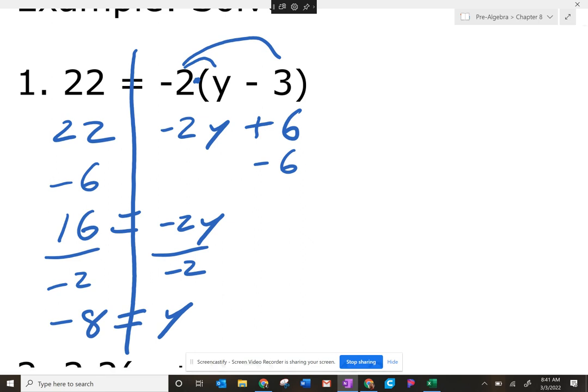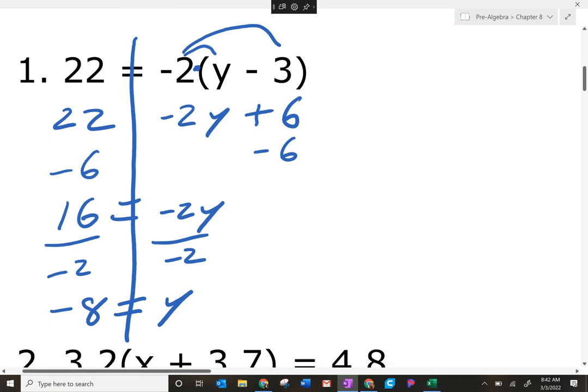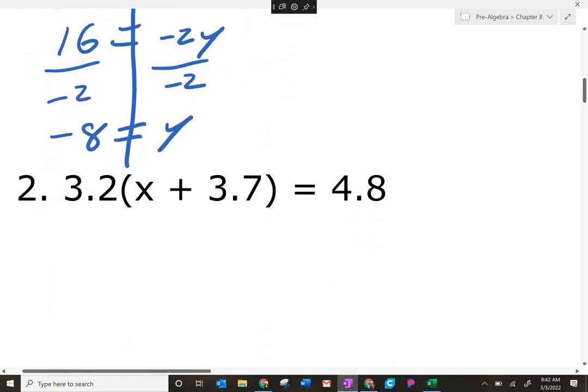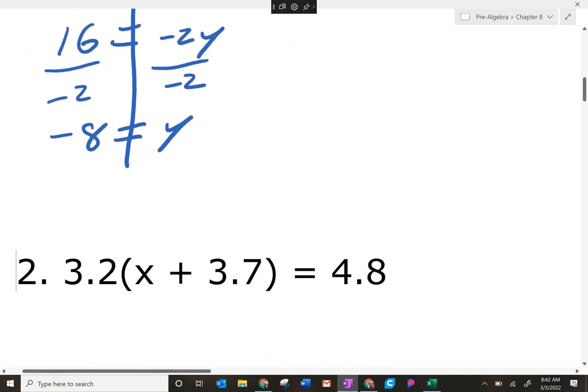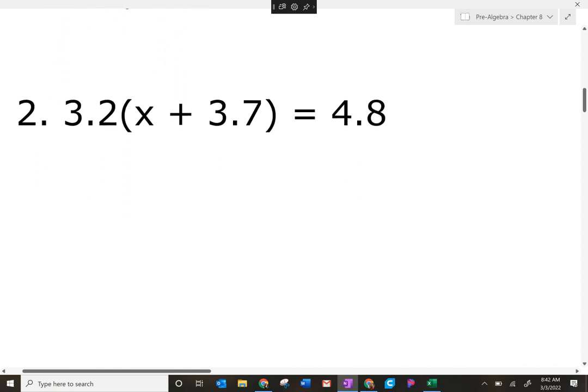All right, you guys are going to start off. You will talk me through number 2. I'm going to have you guys help me. So number 2 says, let me get a little bit of room on there. Number 2 says 3.2, and then in parentheses, x plus 3.7, close parentheses, equals 4.8.